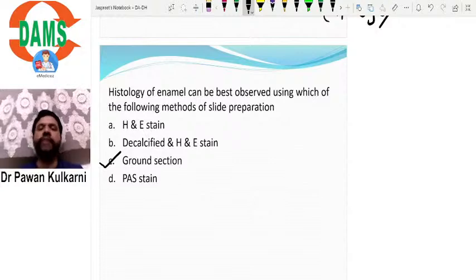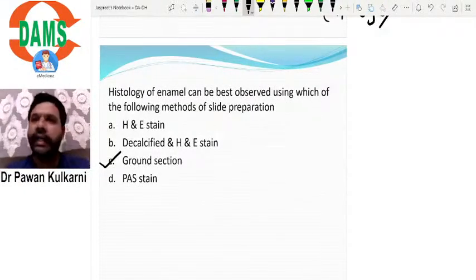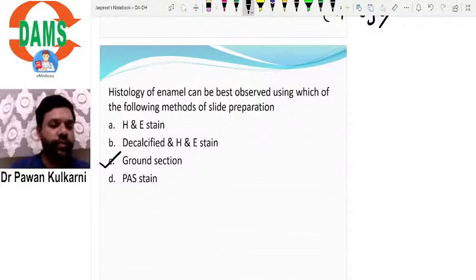A ground section usually has an average of 50 microns thickness, and based on the different tissue which we want to appreciate, there will be different thicknesses. But remember that a ground section is the best way to study enamel. Let it be enamel structures like incremental lines of enamel, or the enamel tufts, enamel lamellae, and enamel spindles. All those things you will better understand in the ground section.